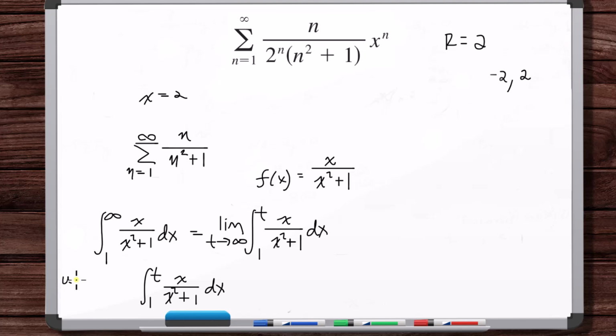So if we say that u is equal to x squared plus 1, then 1/2 du is going to be equal to x dx, right? du/dx is 2x. du is 2x dx, divide both sides by 2. Okay. When x is equal to 1, u is equal to 2. When x is equal to t, u is equal to t squared plus 1. We could take out the 1/2, and then you've got 1 over u du.